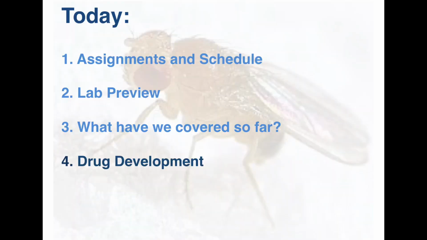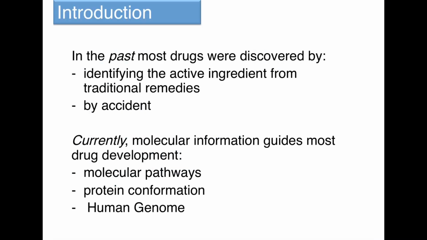So let's talk about drug development. How are drugs really developed and become what we see in the pharmacy? Historically, the context of this is you should understand that most of the drugs that are prescribed today were identified either from natural sources or were identified completely by accident.